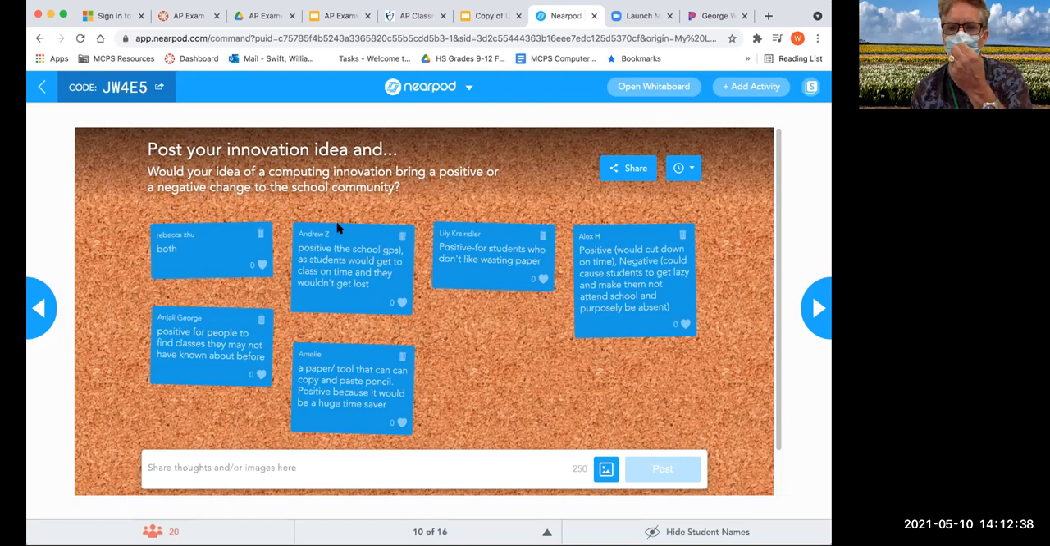Okay, positive for students who don't like wasting paper. Oh, that was the digitizing one. So positive would cut down on time. Negative would cause students to get lazy and make them not attend school, purposely be absent. That has to be like your check-in app or something. Paper or tool that can copy and paste pencil. The positive is it would be a huge time saver. Positive for people to find a class they may not have known about before. That was Anjali's, the app that uses like AI to see what you might be interested in. Great ideas, all great ideas.